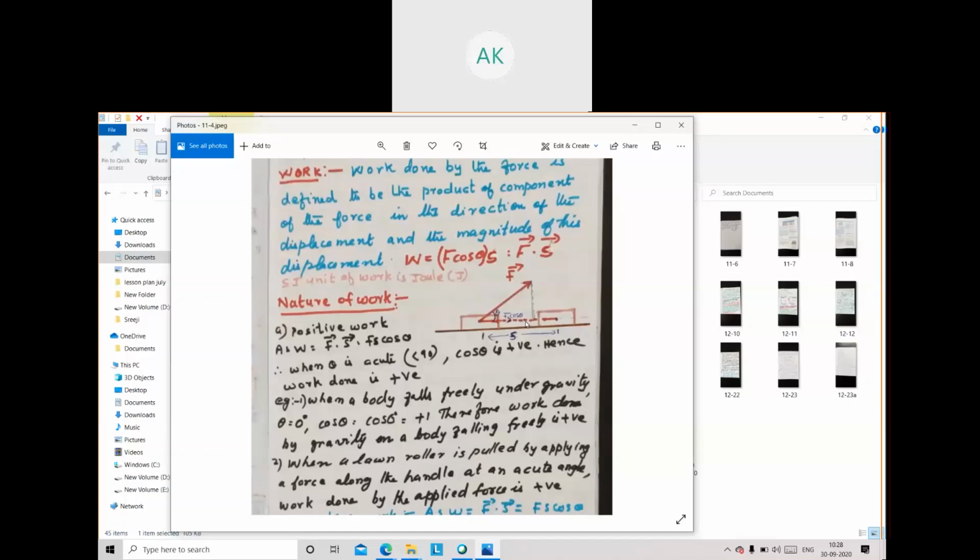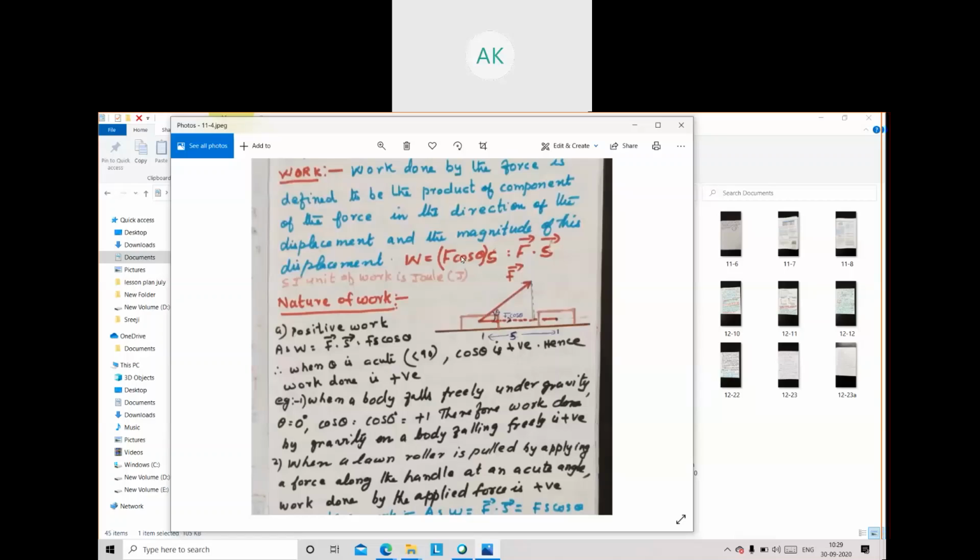So work done is the dot product of F and S. Work done is the dot product of vector F and vector S. And what is its magnitude? Magnitude is Fs cos theta, or in the geometrical interpretation, it is the product of the magnitude of displacement and the magnitude of vector F in the direction of displacement. F cos theta. What is F cos theta? Component of vector F in the direction of displacement.